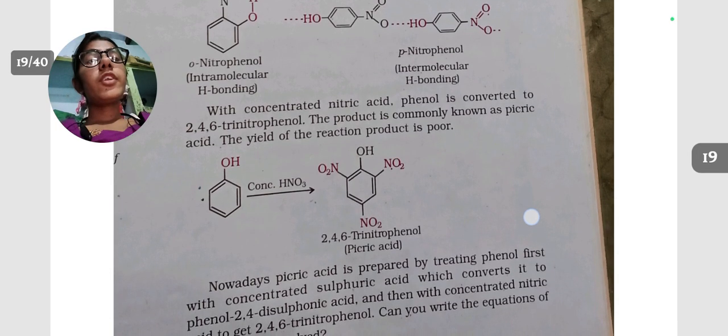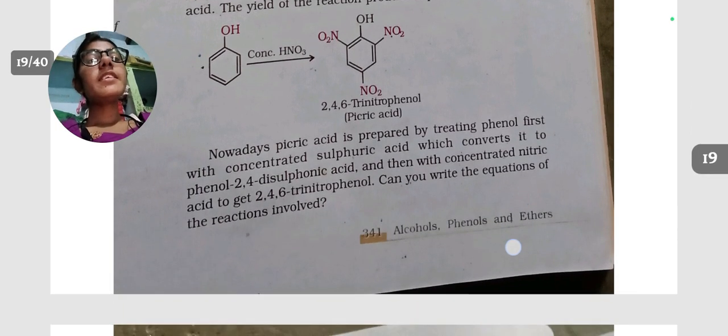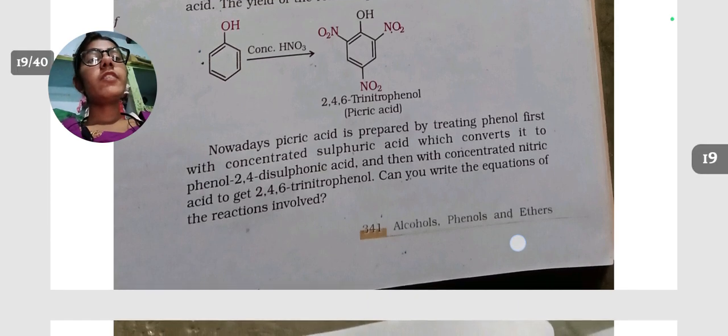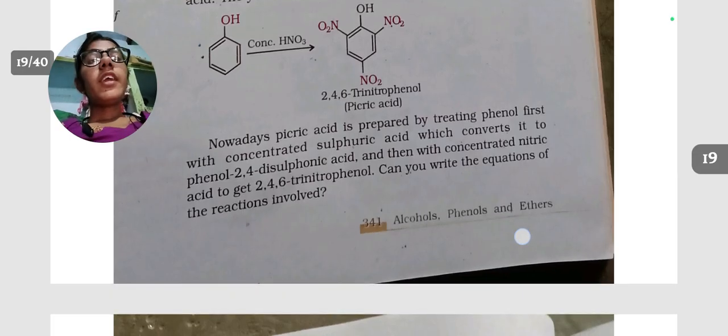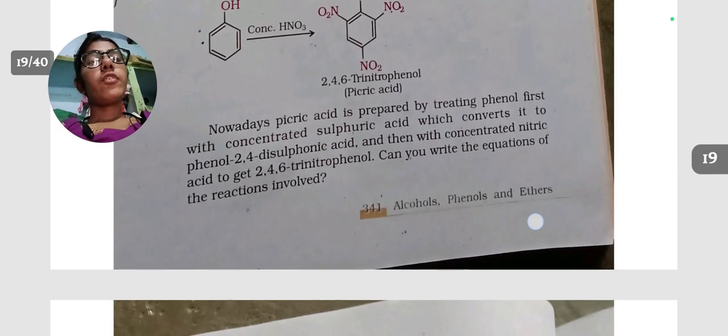The yield of the reaction is poor. The acid is prepared by treating phenol first with concentrated sulfuric acid, which converts the phenol to phenol sulfonic acid, and then we add concentrated nitric acid to get the 2,4,6-trinitrophenol.